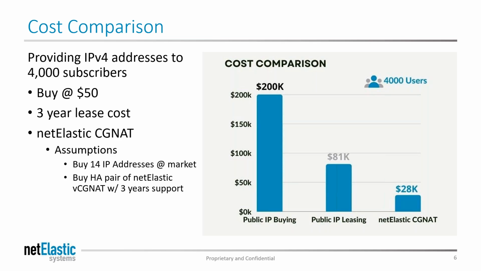With a netElastic CGNAT router, let's make a couple assumptions here. First, you have to buy a basic set of IPv4 addresses, your seed addresses. You probably already own those. But if you didn't, you'd buy 14 more at market, let's say, which is a nice ratio. You'd buy a HA pair of netElastic CGNAT routers for failover in case of disaster. And then we'd give you a full 3 years of support. That whole thing would cost you less than $28,000. So it's a serious savings over the cost of buying your IPv4 addresses.